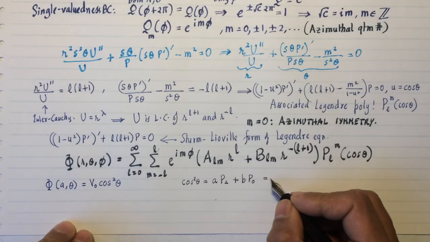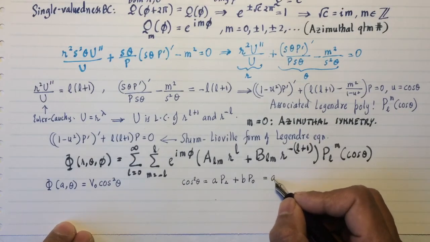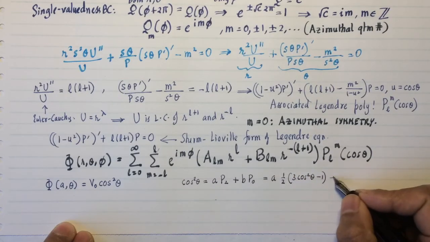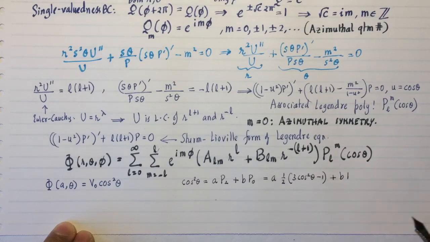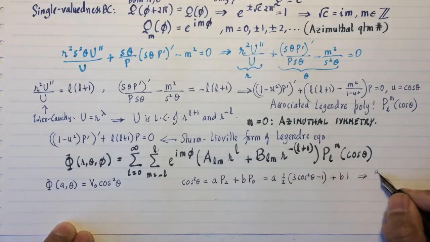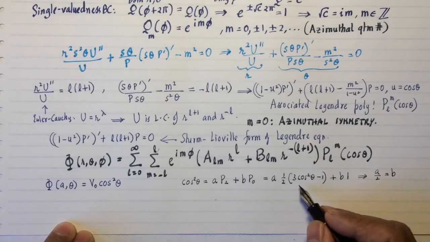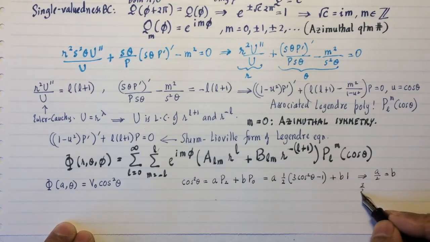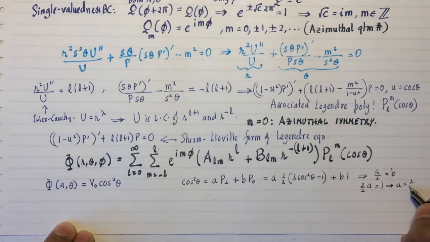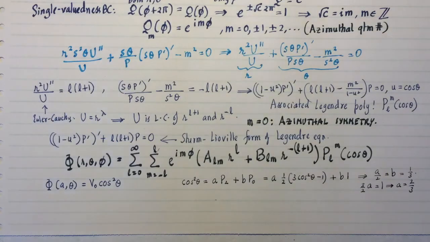So let's try to solve this. A times P2 would be, P2 is 1/2 times 3 cosine squared theta minus 1, plus B, P naught is just 1. So I'm basically going to get A over 2 equals B, because the constant terms are not there. And then 3/2 A will just be equal to 1. So this tells me that A is equal to 2/3 and B is equal to 1/3. So I've essentially solved the problem, because I've found the Legendre polynomials that I need to get.